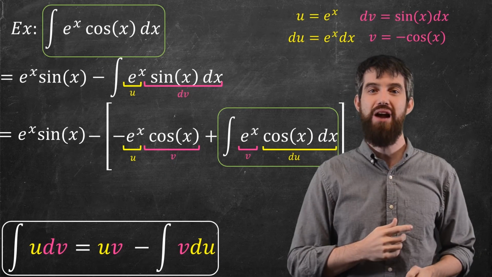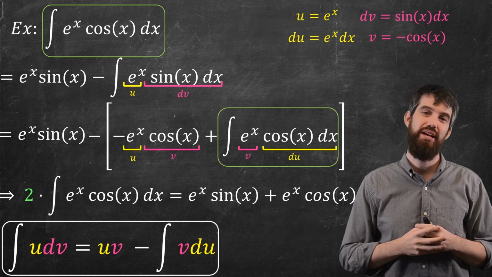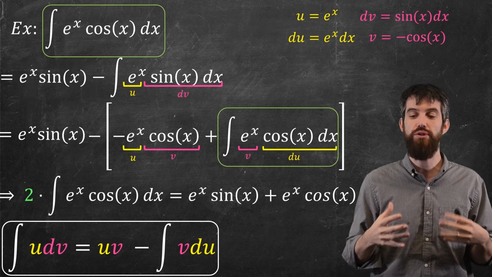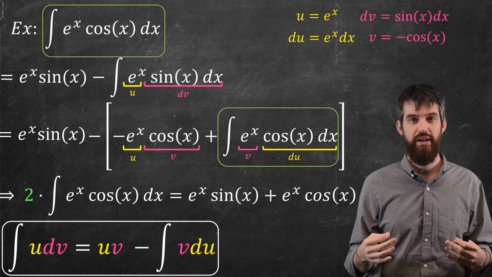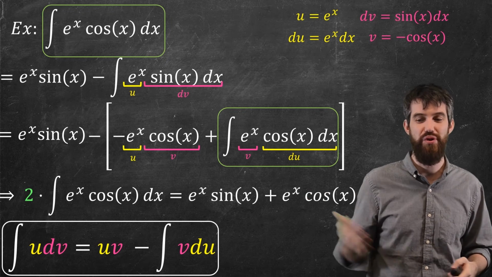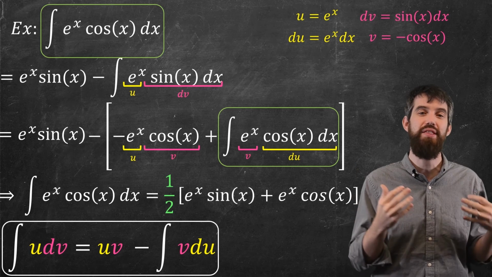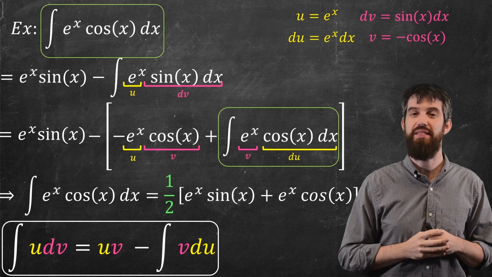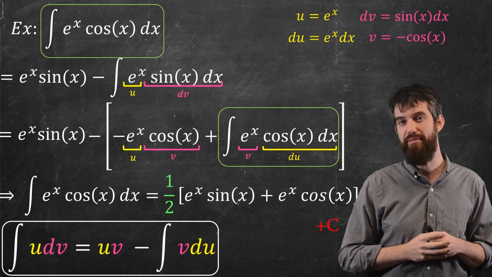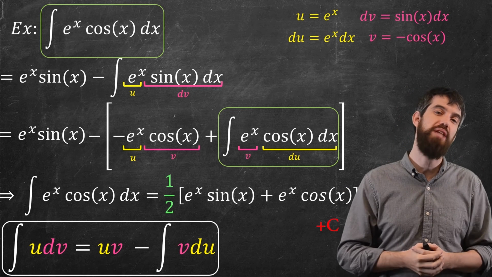So I'm going to move it back to the other side, and I'm going to get twice the integral of e to the x cosine x equal to this e to the x sine x plus e to the x cosine of x. And then finally, I'm going to take the 2 and move it over. So my final answer is the integral of e to the x cosine of x is 1/2 times this: e to the x sine x plus e to the x cosine of x. So those are two different examples of integration by parts.